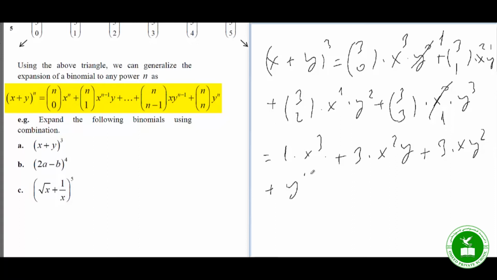Let's write it in the simplest form. It is equal to x cubed plus 3x squared y plus 3xy squared plus y cubed, which is the expansion of the first example.